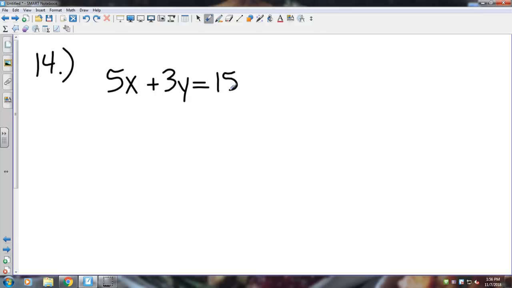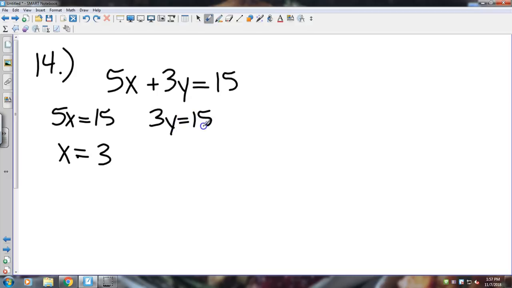So I know you can't see this at home on the screencast, but right now I'm covering up the 3y. So I just get 5x equals 15. So what's my x-intercept? 3. I divide both sides by 5 and get a value of 3. How do you think I'm going to find the y-intercept? Get rid of the 5x, right? So now I've just got 3y equals 15. What's my y-intercept? 5.